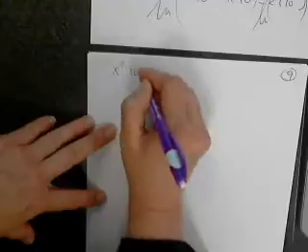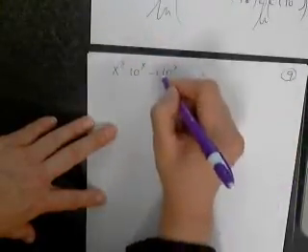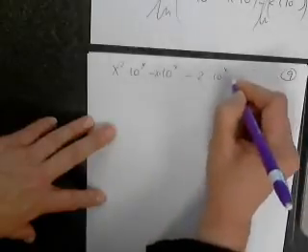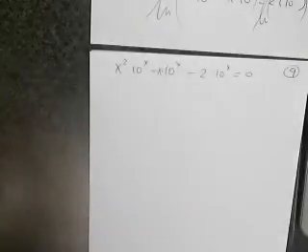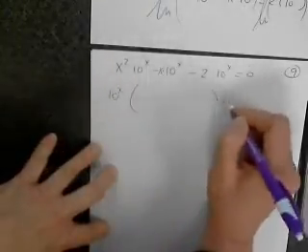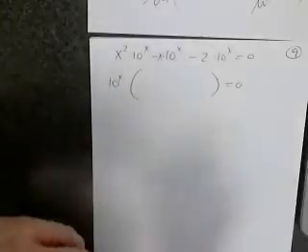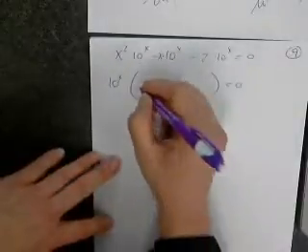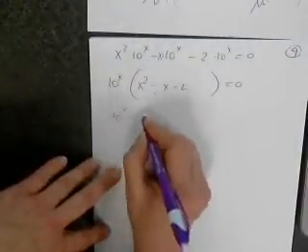So, other suggestions? I first move 2 times 10 to the x to the other side. And I notice that these 3 terms have something in common, which is 10 to the x. And now what is left in parentheses? How do I factor x squared minus x minus 2?